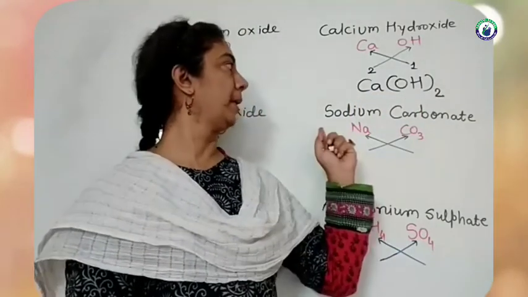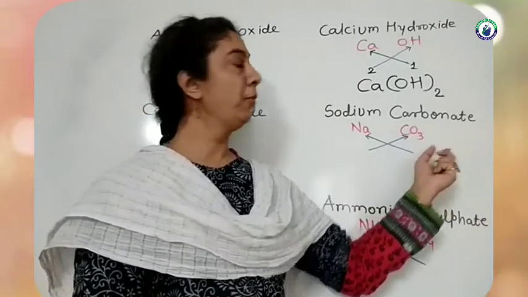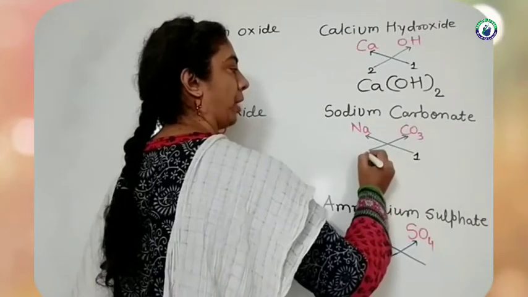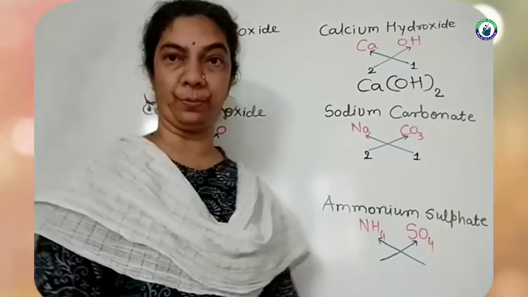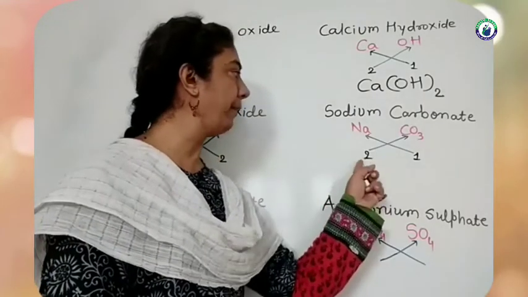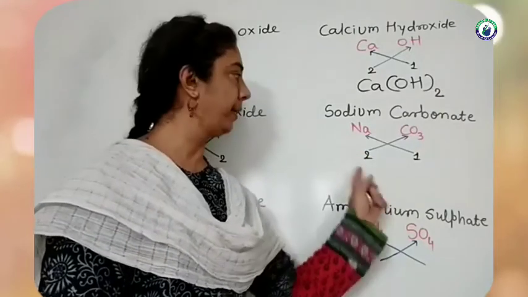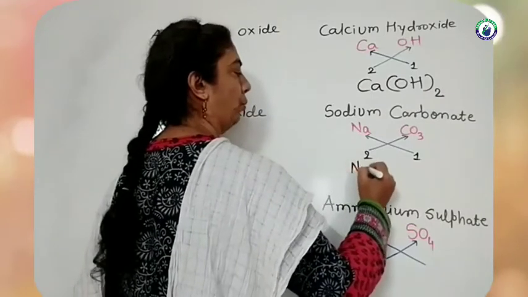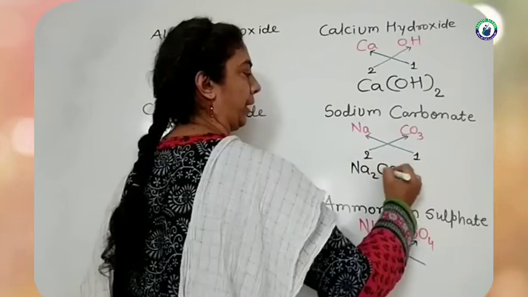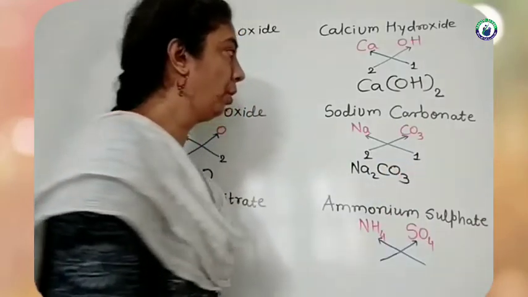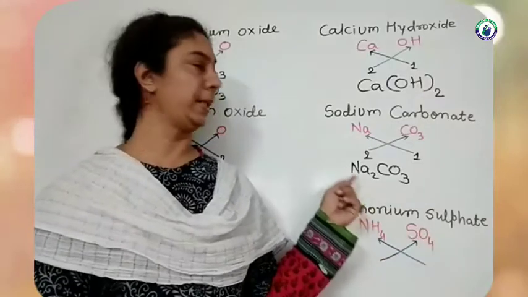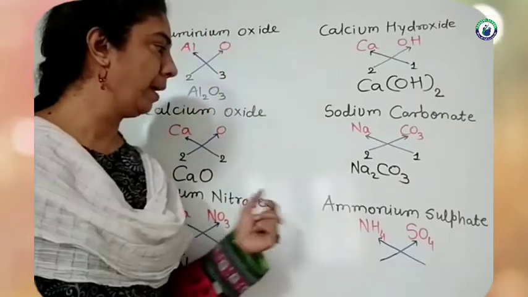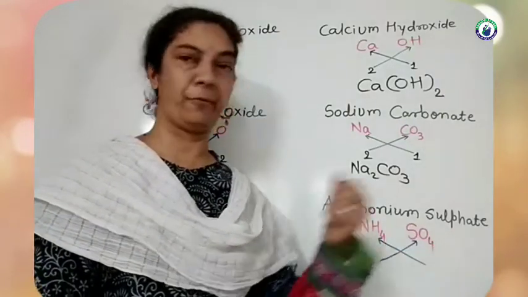Another example is sodium carbonate. For sodium carbonate, the valency of sodium is 1, and for carbonate the valency is 2. So this Na will take the valency of this, and this will take the valency of that. So we can write that the formula of sodium carbonate is Na2CO3.